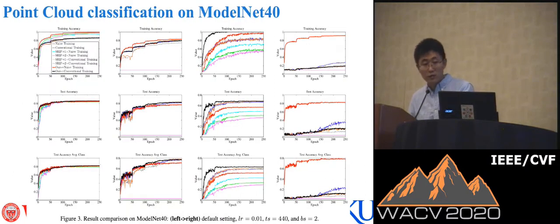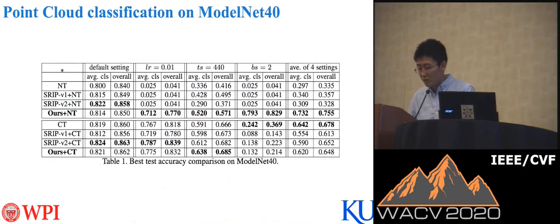First, we show the results comparison on ModelNet40, the default setting and three other extreme situations with a peak learning rate of 0.01 and less training samples of 440 and a small batch size of 2. We see all the solid bright lines show the performance of our algorithm. And from the table of ModelNet40, our algorithm always has the best performance, especially for the combination of our method and the naive training.